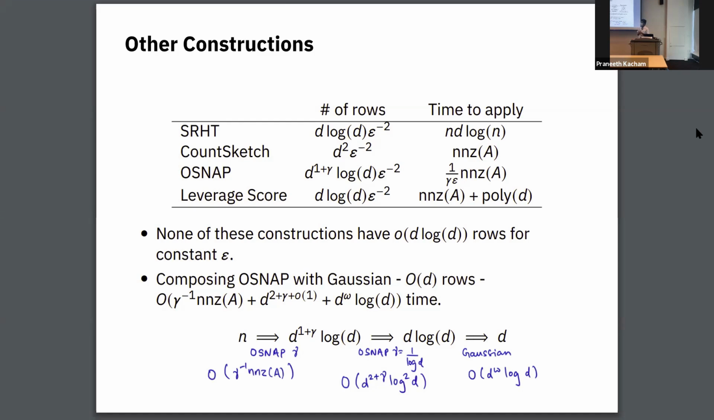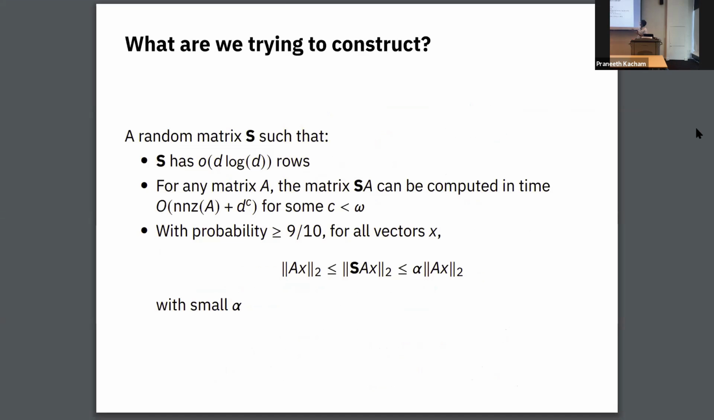Any questions here? So our main aim is to construct a subspace embedding that runs in like nnz(A) time plus d to the some exponent where that exponent is less than omega. Okay, so this is what we are trying to focus on now. We want to construct a random matrix S that is a distribution such that each matrix.